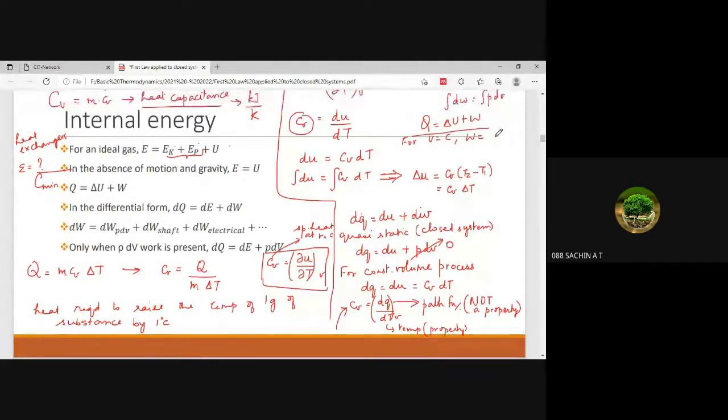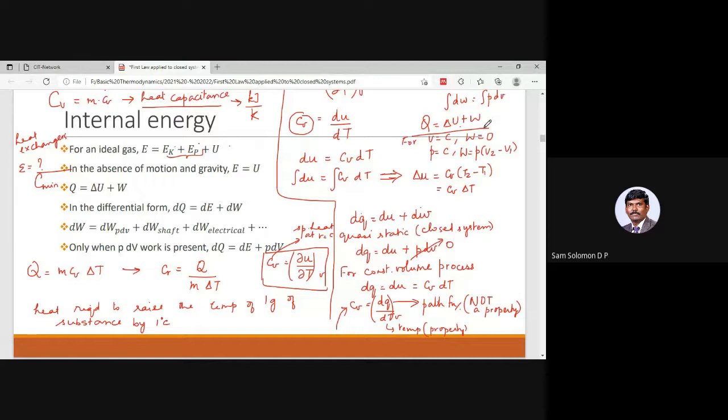Sir, Q equal to delta U? Work will vanish, because work done is zero, right? So only for a constant volume process will your Q be equal to delta U. If this happens to be a constant pressure process, then your W is P times V2 minus V1. Now in this case, your Q is not equal to delta U. Are you getting me? Okay. So only for a constant volume process, you will be able to say Q is equal to delta U.